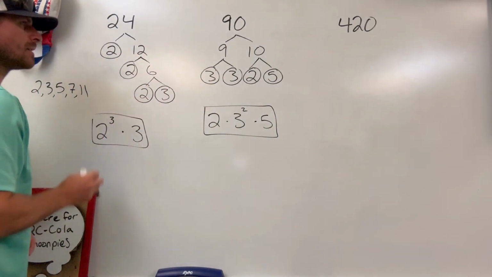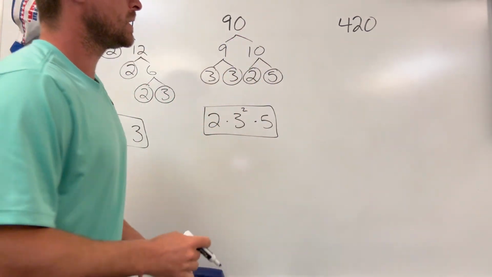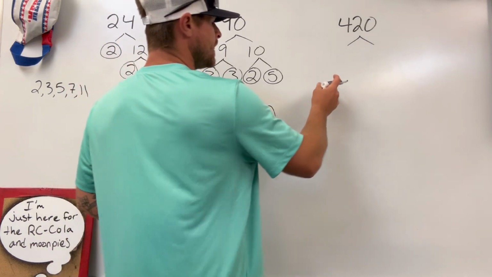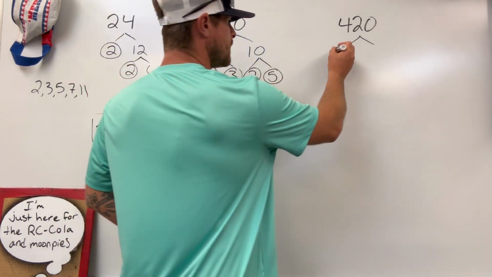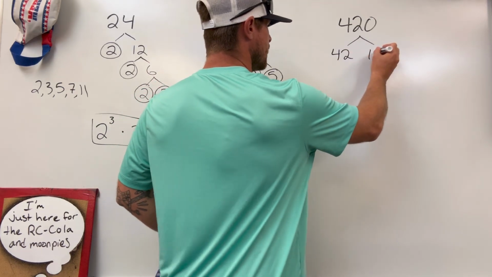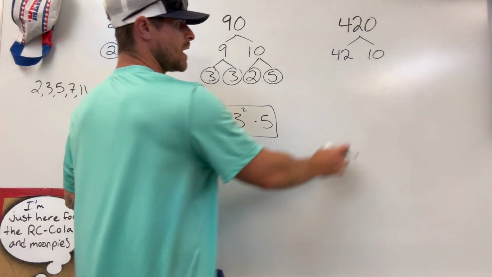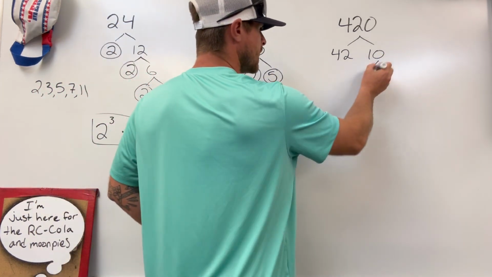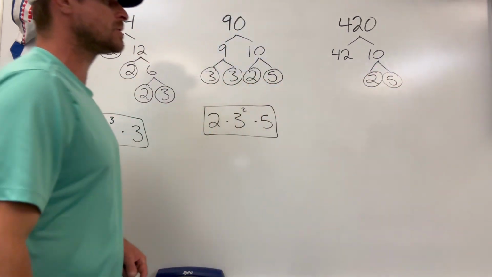Okay, now let's look at our last one, 420. So now we're getting into the bigger values. So what I do here is instead of cutting it in half, because that's going to be a bunch of factoring with that large number, I'm going to change this to 42 times 10. Now we'll split the 42 up and factor it out until we get down to primes only. 10, we already know is going to factor to a 2 and a 5. So we've got a 2, we've got a 5. We can circle both of those because those are prime values.